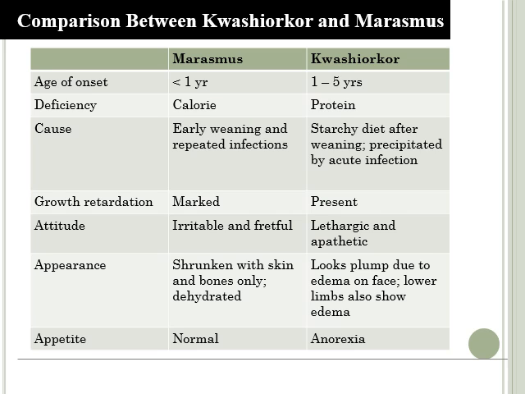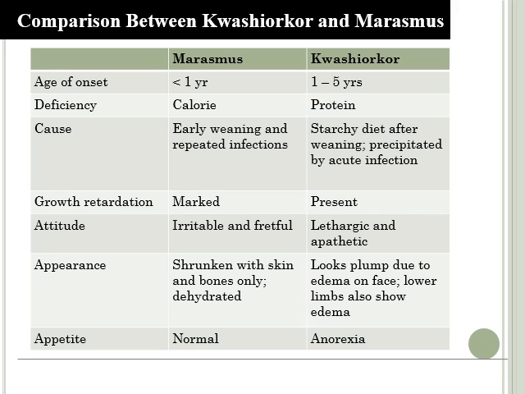So this is all about PEM. Now the second question was the difference between Kwashiorkor and Marasmus. They asked you to write any 4, but it is better to study all these points thoroughly. While comparing these two, you can make 3 columns: the points, one column for Marasmus and one column for Kwashiorkor.